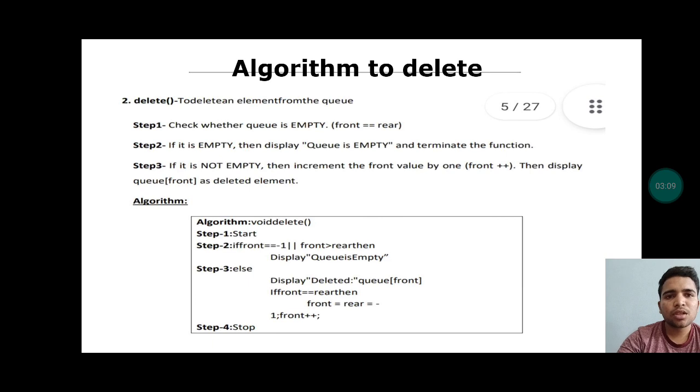Algorithm: first start. If front equals minus 1 or front greater than rear, then display queue is empty, else display deleted queue front. If front equals rear, then front equals minus 1 and rear equals minus 1, else front plus plus. Then stop.